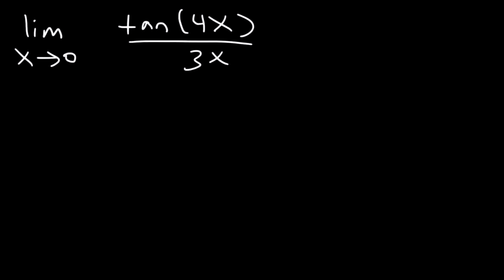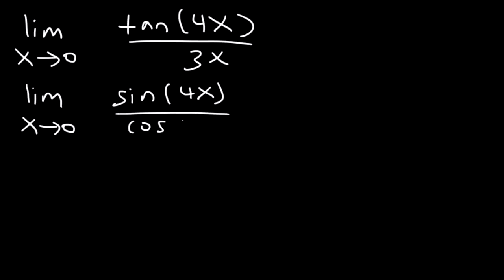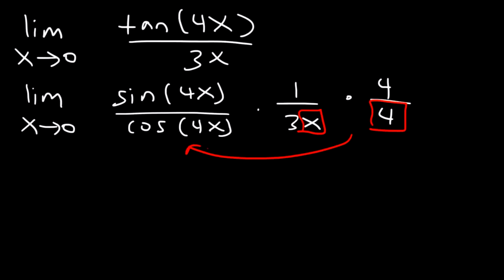Here's another example. Let's say we want to find the limit as x approaches 0 of tan 4x divided by 3x. The answer is going to be 4 over 3, but let's prove it. So first, let's convert tangent into sine over cosine. So this is going to be sine 4x divided by cosine 4x times 1 over 3x. Now we need to multiply the top and the bottom by 4 over 4. So we need to take x and 4 and move it under sine.